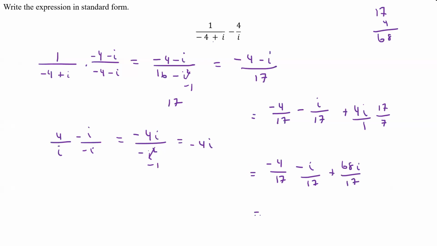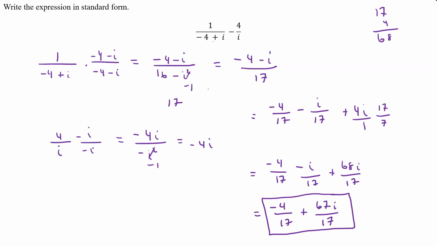Add those together, we get a final value. It looks like 4 over 17 plus 67i over 17, and then that would be our final solution. So again, remember to take into consideration all your values for negatives and positives and putting them in the right place. That's going to take time to get used to, but then you should get your final expression when you get done in standard form.